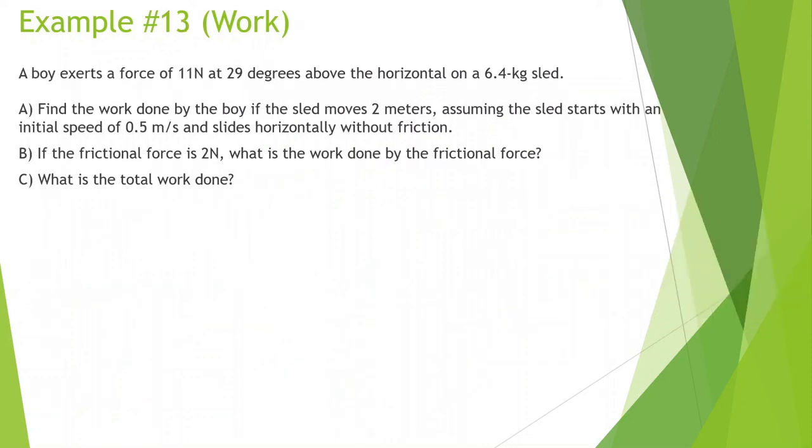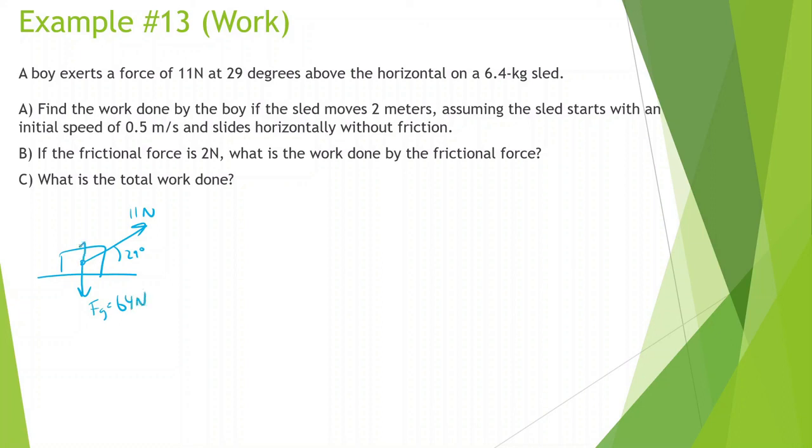Or let's finish with this last one. A boy exerts a force of 11 newtons at 29 degrees above the horizontal on a 6.4 kilogram sled. Find the work by the boy if the sled moves 2 meters, assuming the sled starts with an initial speed of 0.5 meters per second and slides horizontally without friction. Alright, first of all, sled, 11 newtons, 29 degrees, 6.4 kilograms. So there's a force of gravity, 64 newtons.